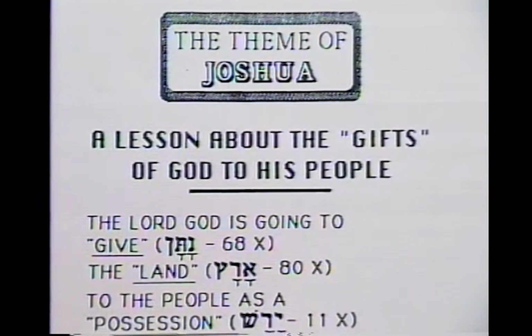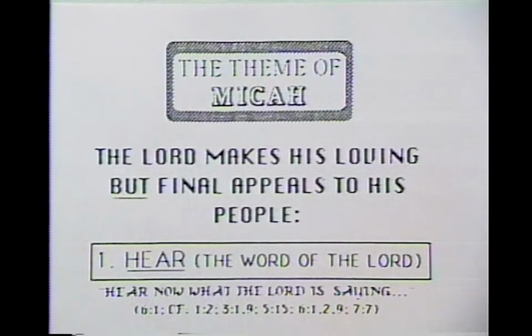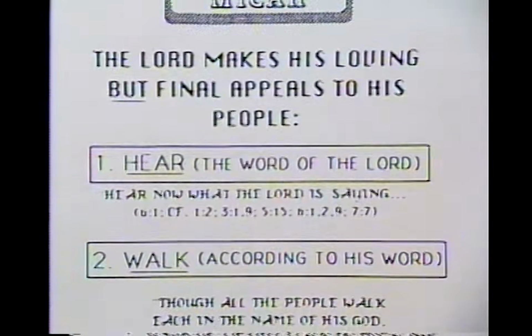All right, let's look at another one. How about going to one of the minor prophets? And we'll go to Micah. The theme of Micah: the Lord makes His loving but final appeals to His people. Here we find the word shama, hear, the word of the Lord, is a key word in the book of Micah. It says, "Hear now what the Lord is saying."